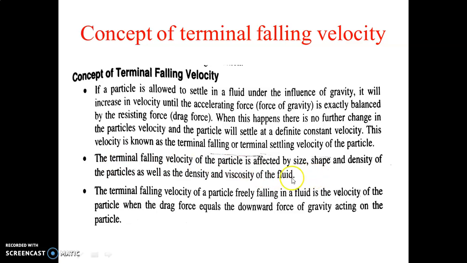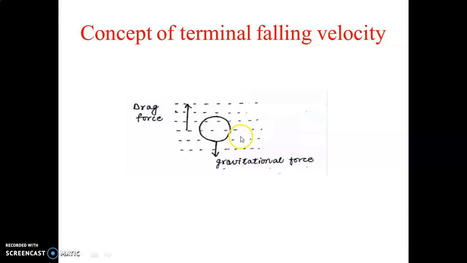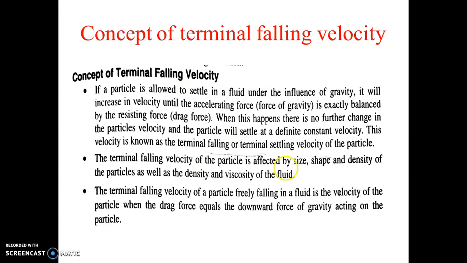The terminal velocity depends upon the size, shape and density of the particle as well as the density and viscosity of the fluid. Like settling, there are different parameters, so for terminal velocity also there are four parameters: the size of the solid particle, its shape, the density of the particle, and also the density and viscosity of the fluid. All these parameters affect the terminal velocity.